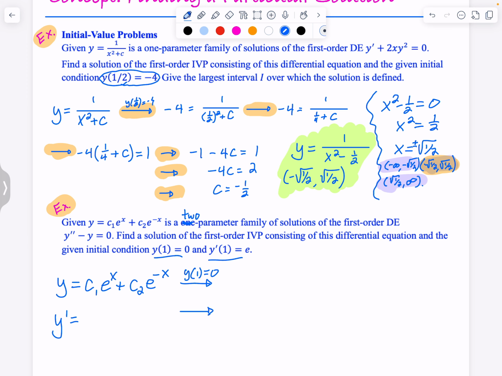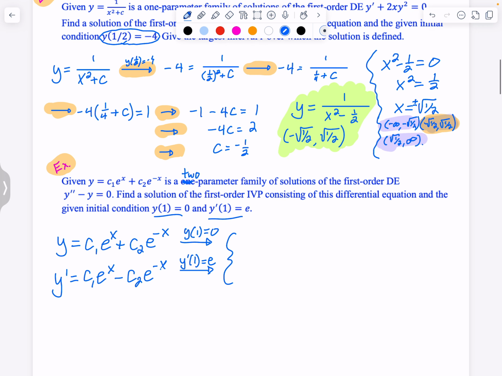So the derivative is going to be C1 e to the x, nothing changes. And then we get a negative from the chain rule for the second part. All right, now we're going to plug into that one, y of 1 equals e. So I'm going to create a system, meaning two equations, two unknowns. That's what happens with two parameters. If we had three parameters, we would need three initial conditions, creating a system of three equations and three unknowns. That's why the number has to match.